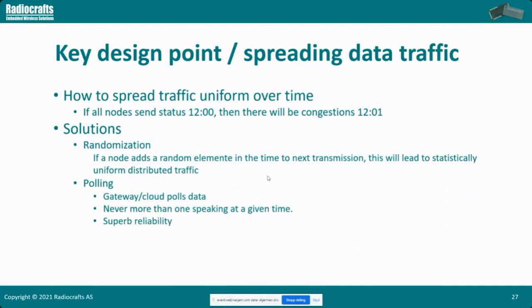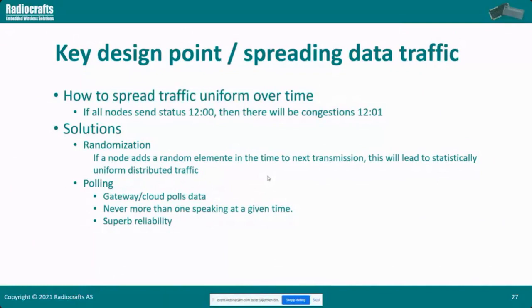Well, one thing you can do is use randomization in your code. So you don't send every 5 minutes, but you send every 5 minutes plus or minus a random 20 seconds. This will move them around, so that will statistically give you a nice distribution over time.